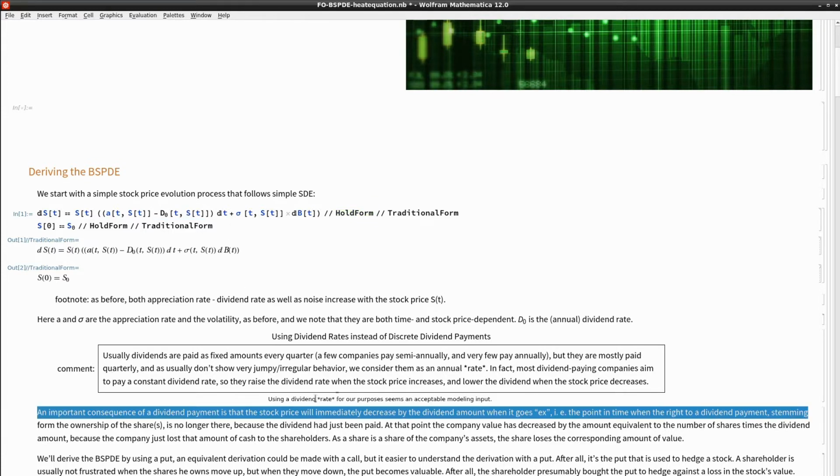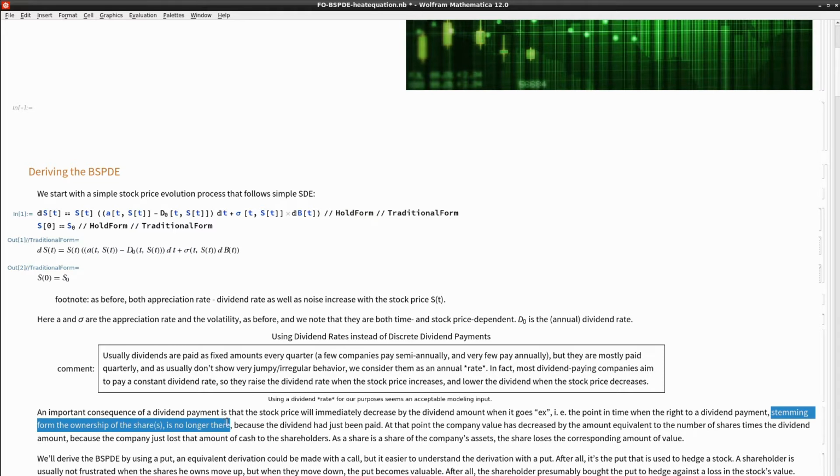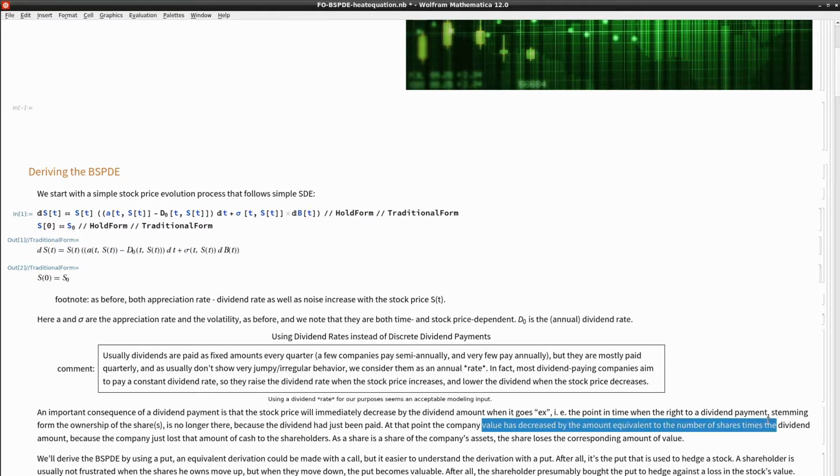It stems from the ownership of the shares. The money is no longer there. It was just paid out to the shareholders, so the company doesn't own the money anymore. And due to that, the company value has decreased by the amount equivalent to the number of shares times the dividend amount, because the company just lost that amount of cash by paying it to the shareholders. All right, so that's why we have to keep in mind that we have to subtract the dividend rate.